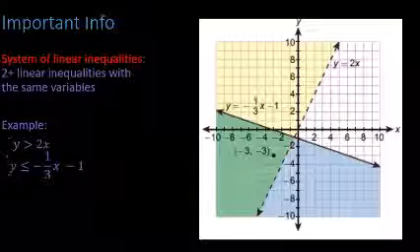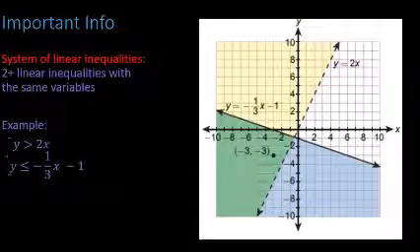Everything that we just did, we just have to do it twice. Let's look at this chart with 2 linear inequalities. Look, everyone, we just have to do everything twice. See, everybody? It's easy peasy.